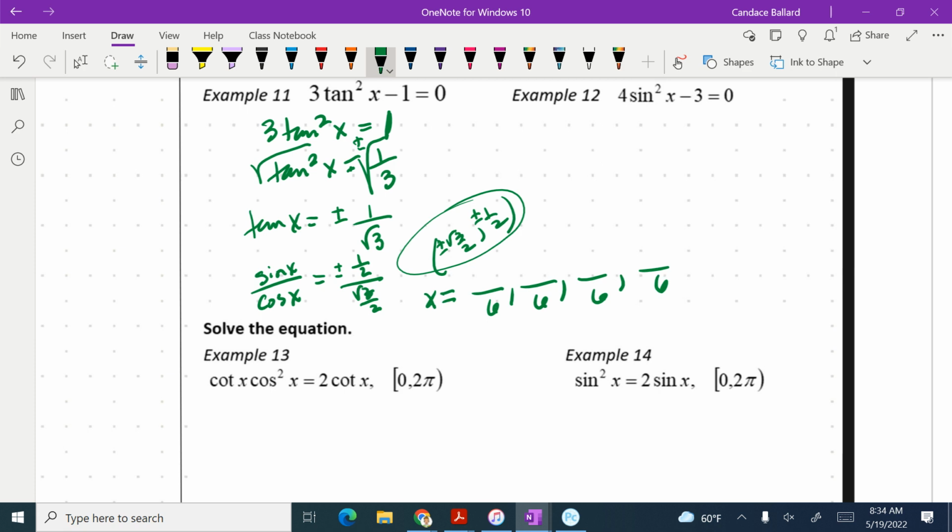All right. What did we get for the first one? Pi. What was the next one? 5 pi, and then 7 pi, and then 11 pi. All the over 6s. All right. I want you guys to take a minute and try example 12 on your own. So everybody's trying 12.